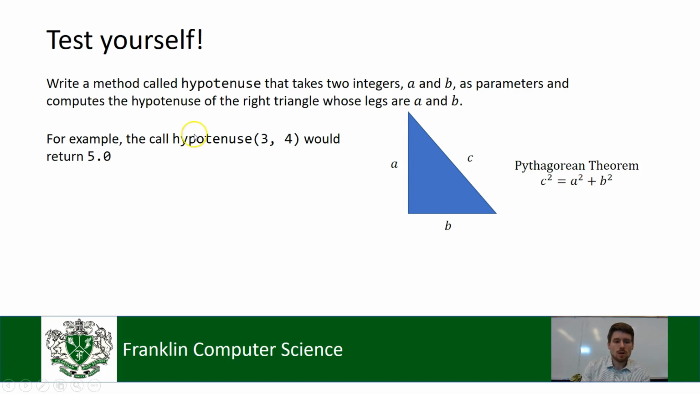So here's an example call. Hypotenuse 3, 4 should return 5.0. So go ahead and give it a test. When you're done, resume the video.